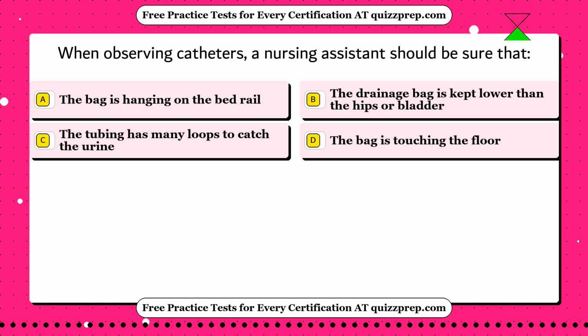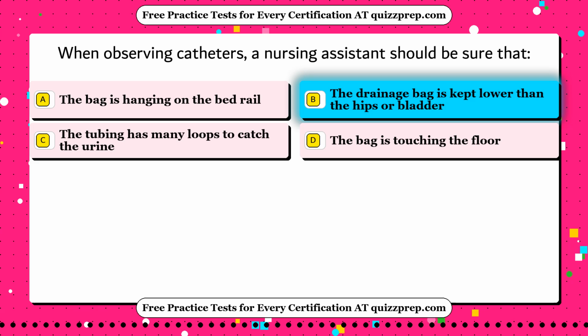Question 60. When observing catheters, a nursing assistant should be sure that: Option A, the bag is hanging on the bed rail. Option B, the drainage bag is kept lower than the hips or bladder. Option C, the tubing has many loops to catch the urine. Option D, the bag is touching the floor.